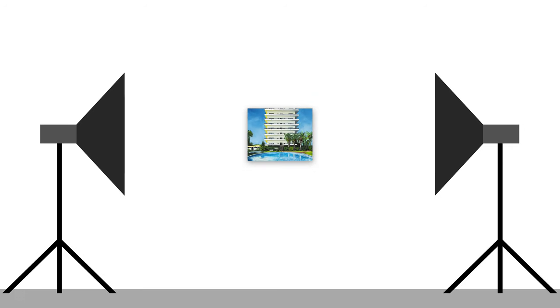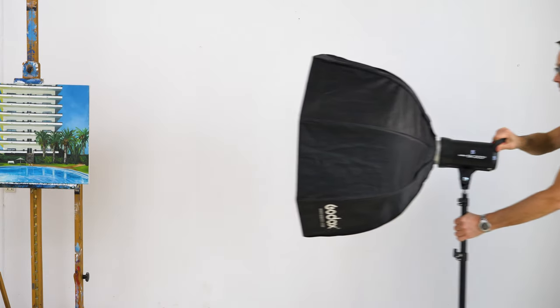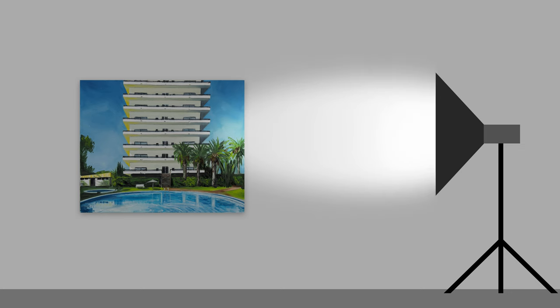Time to set up the lamps. We move the strobes, flashes or lamps as far away from the painting as we can. Well, at least a distance where we don't see any fall off in light.